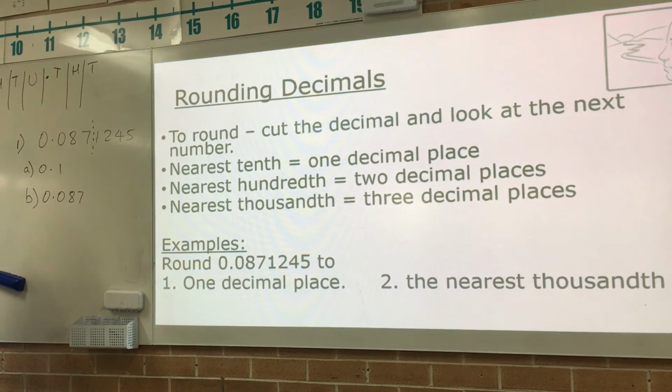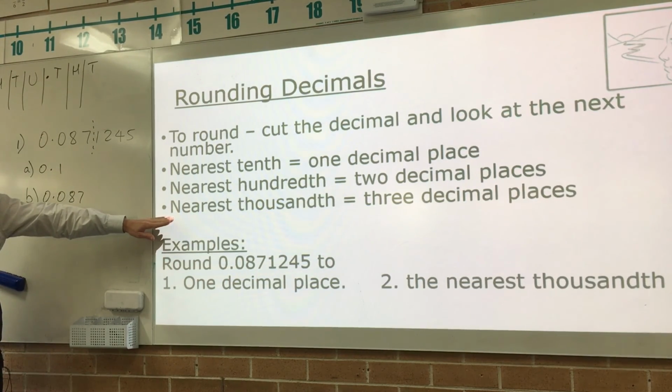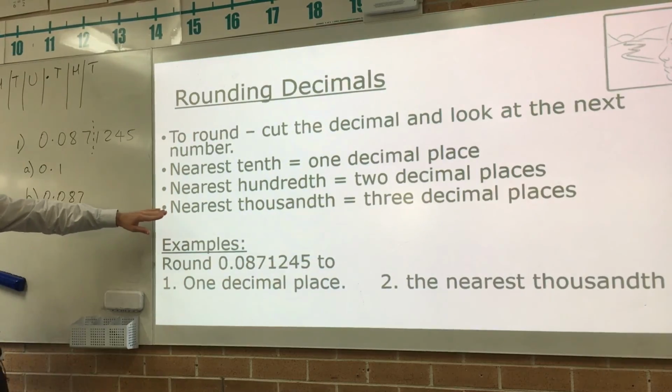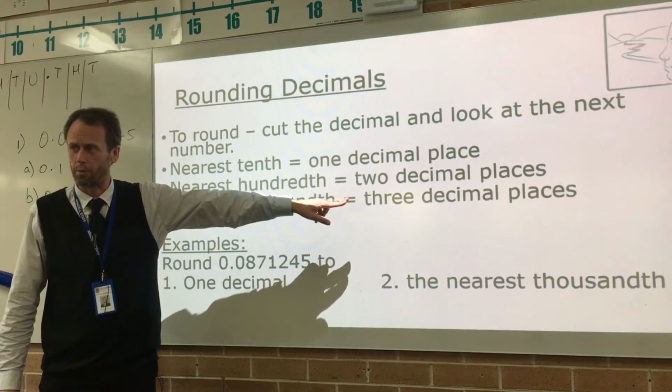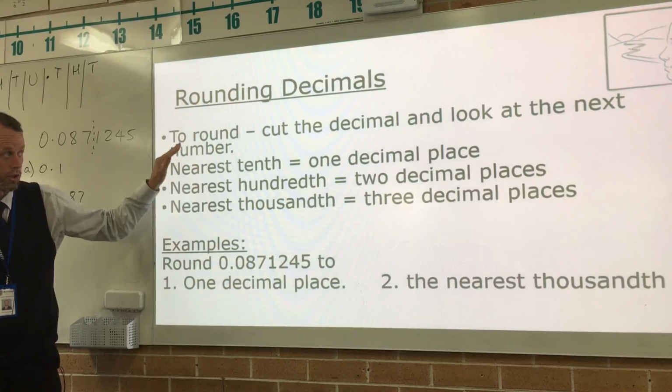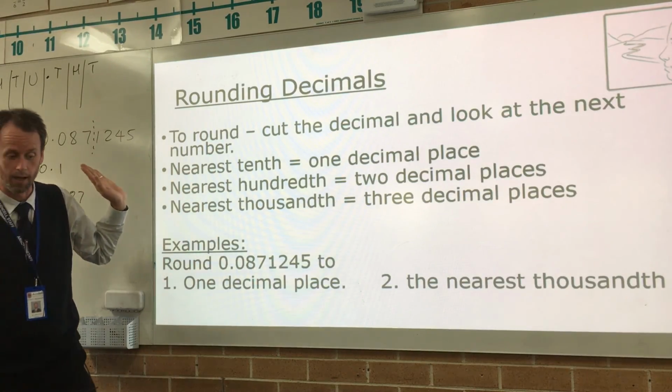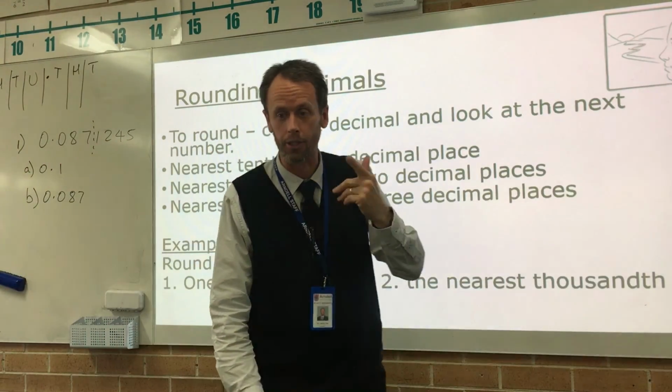0.087. Make sure you know tenth, hundredth, thousandth, because I think if you know it's 1, 2 or 3 decimal places, you know how to count, but make sure you know these ones. Look at the next number, round up or down. Let's get to do some work.